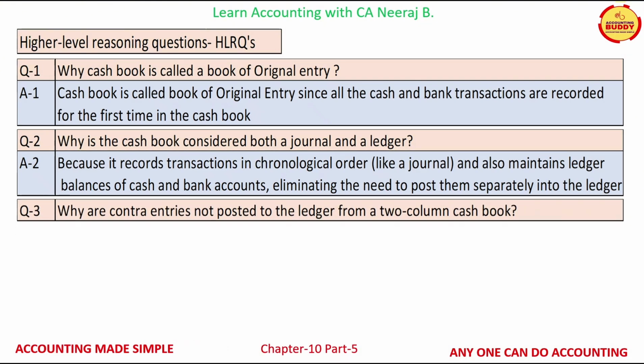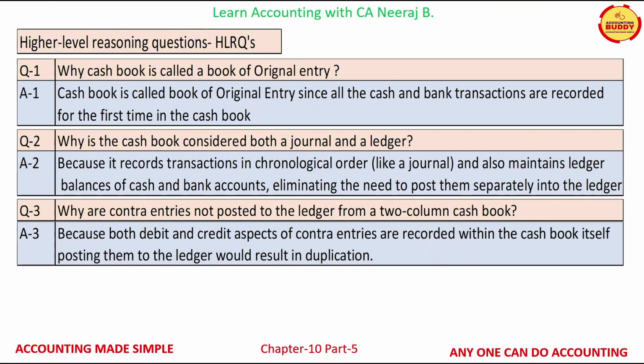Question number 3 is why are contra entries not posted to the ledger from a two-column cash book? And the answer is because both debit and credit aspects of contra entries are recorded within the cash book itself, and posting them to the ledger would result in duplication.